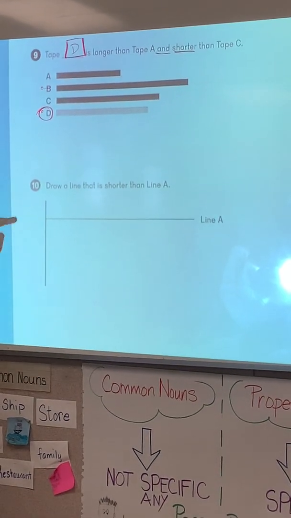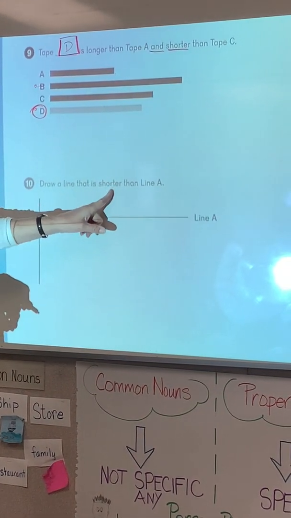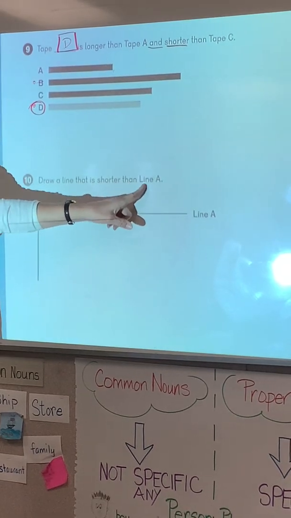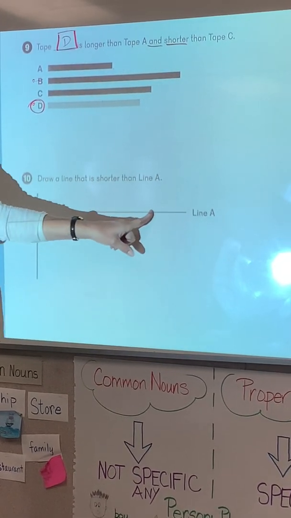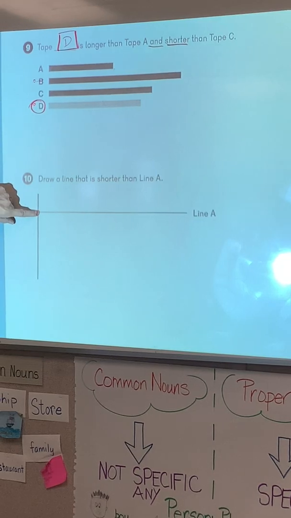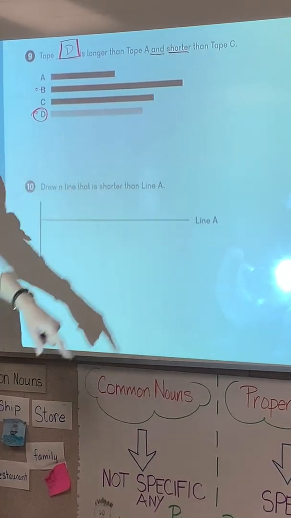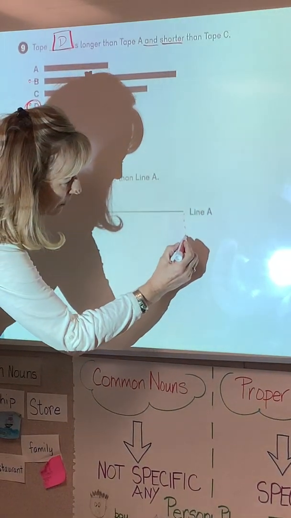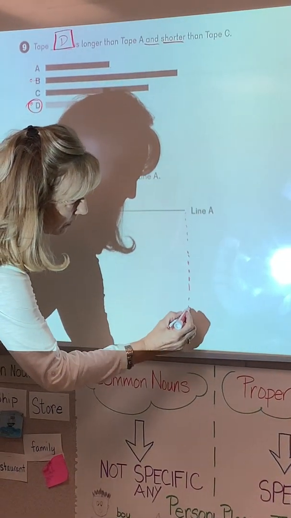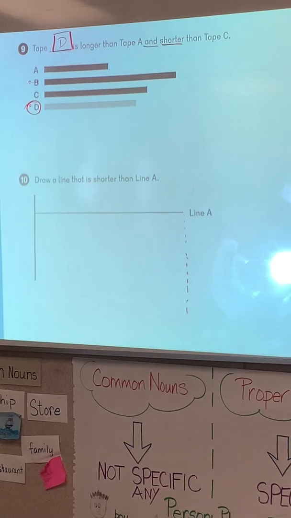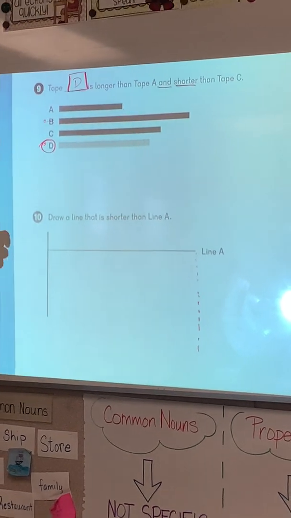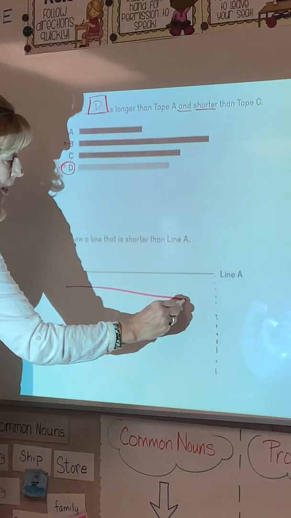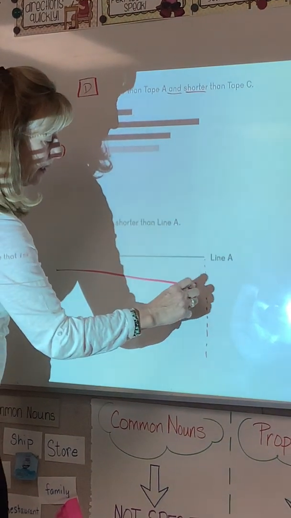Number 10. Draw a line that is shorter than the line A. This is line A right here. It starts at this mark and it goes to this mark. So let's draw a dotted line down from where the end of line A is. And now you can draw any line on here that doesn't cross over here.